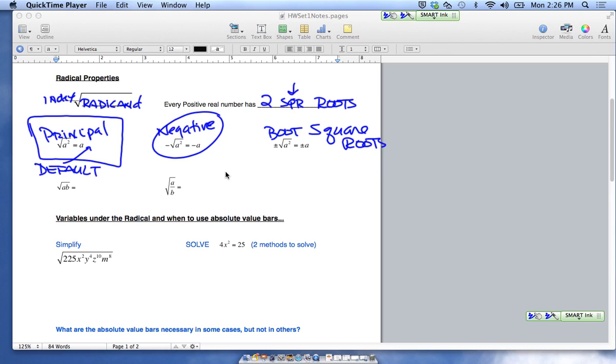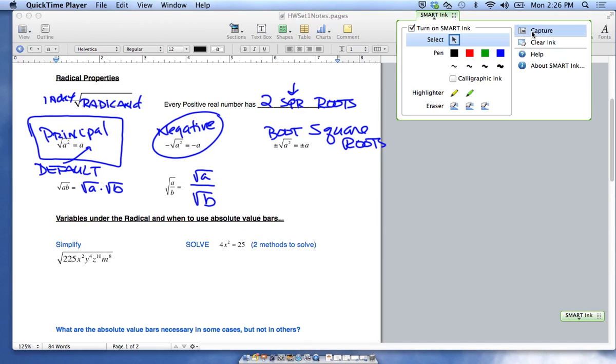And some basic properties with products. The square root of A times B is equivalent to the square root of A times the square root of B, and the quotient is the same, equivalent expressions. And now let's look at some simplifying using absolute value.